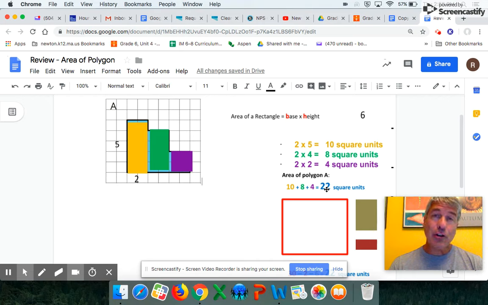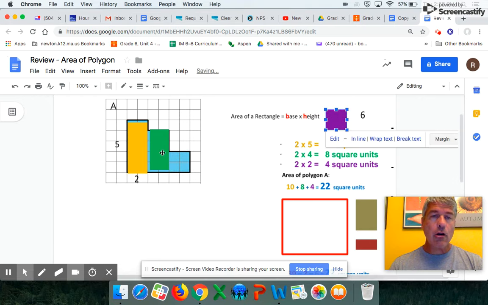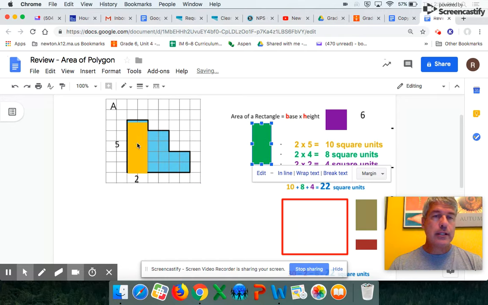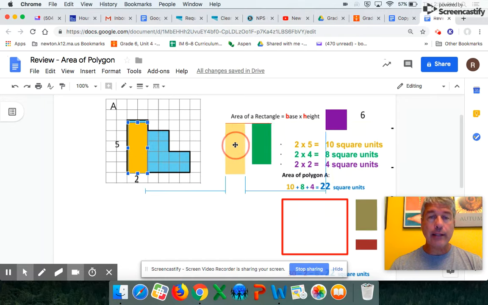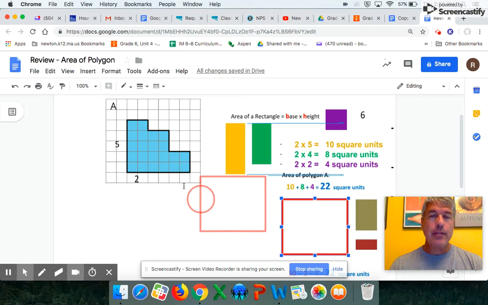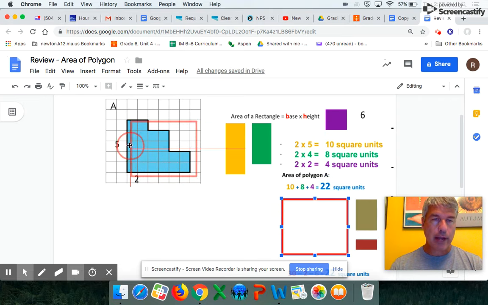Now, like we've learned in math, there's more than one way to peel a potato or even to prepare a potato. And there's more than one way to solve a math problem. As we look at determining the area of this polygon, we can also use subtraction. We can use the same idea with rectangles and determining the area of rectangles. But instead of using addition, in this case, we're going to use subtraction.